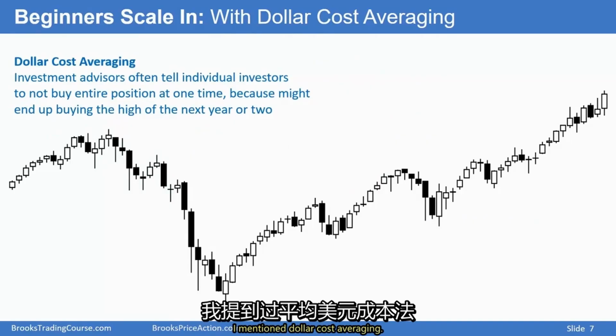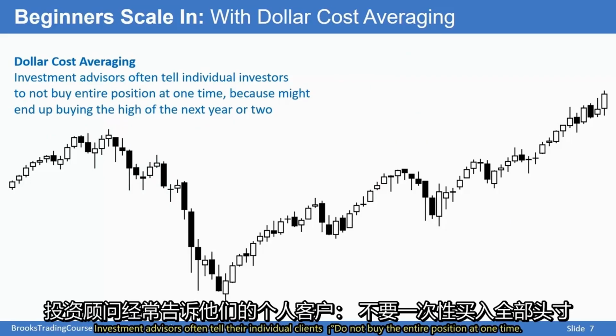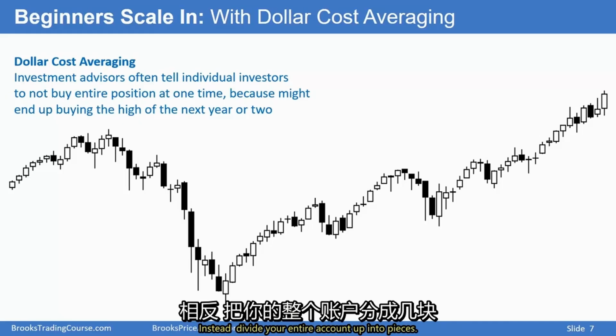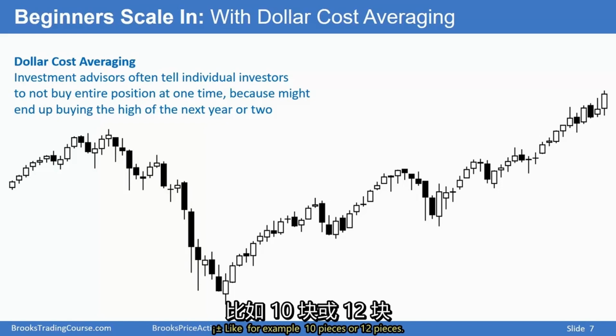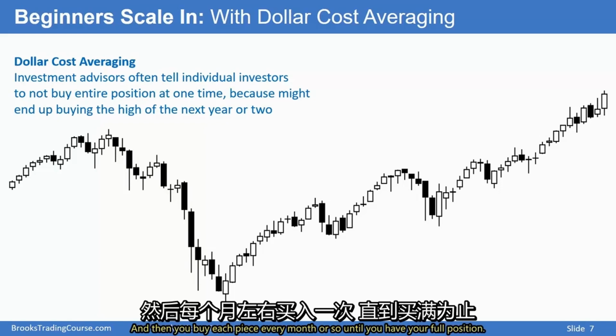I mentioned dollar cost averaging. Investment advisors often tell their individual clients, do not buy the entire position at one time. Instead, divide your entire account up into pieces, like, for example, 10 pieces or 12 pieces, and then you buy each piece every month or so until you have your full position.